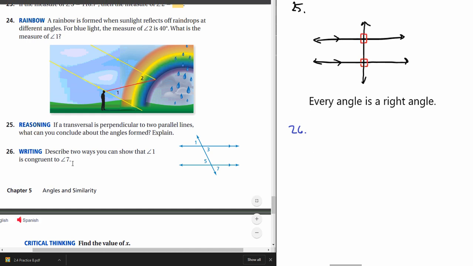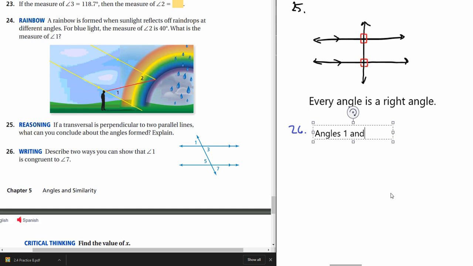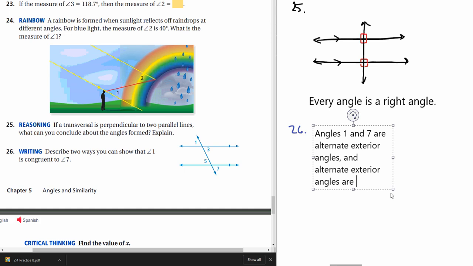All right, moving on, number 26. It says, describe two ways you can show that angle 1 is congruent to angle 7. Well, one way I can show that they are congruent is I could say that angles 1 and 7 are alternate exterior angles, and alternate exterior angles are congruent.